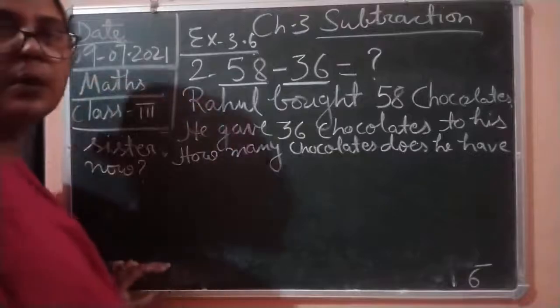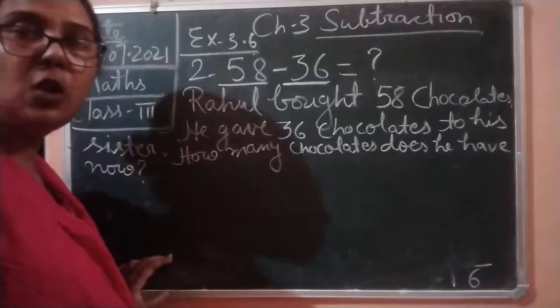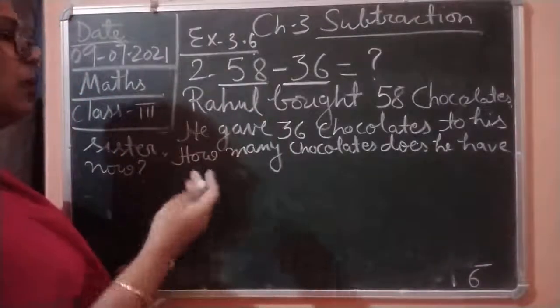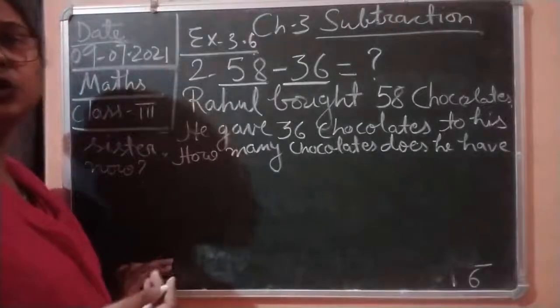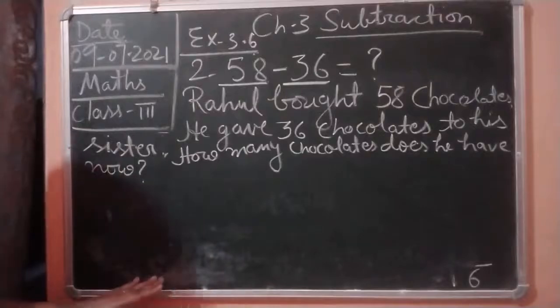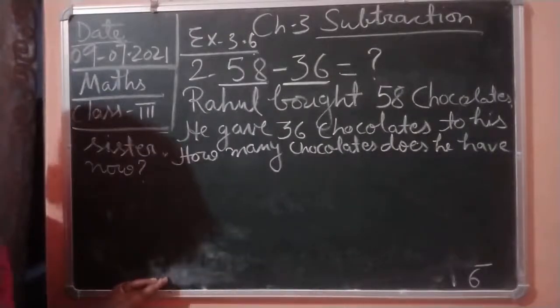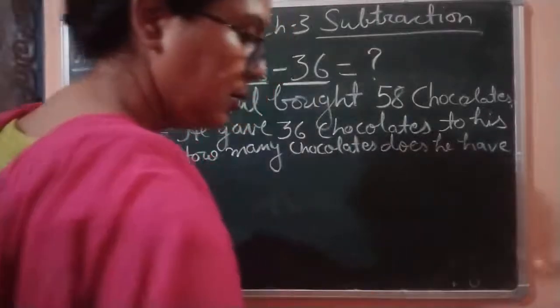It means Rahul के पास 58 chocolates थी, उसने 36 chocolates अपनी sister को दे दी. तो अब क्वेश्चन है कि हाउ मैनी चॉकलेट्स डज ही हैव नाउ. सो उसके पास अभी कितनी चॉकलेट्स हैं. सो फर्स्ट यू जस्ट राइट डाउन दिस वर्ड प्रॉब्लम इन योर कॉपी, देन वी विल डू आवर सॉल्यूशन. ओके, सो टेक अ screenshot and do it in your copy.